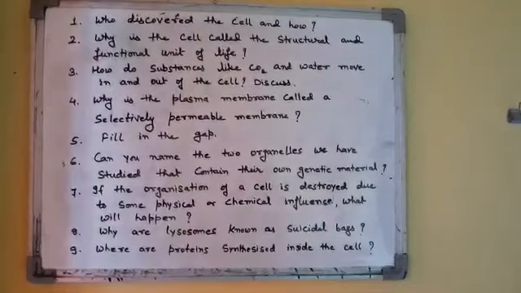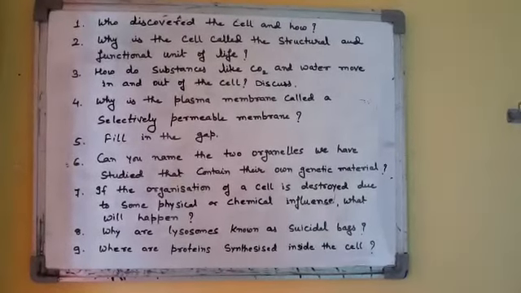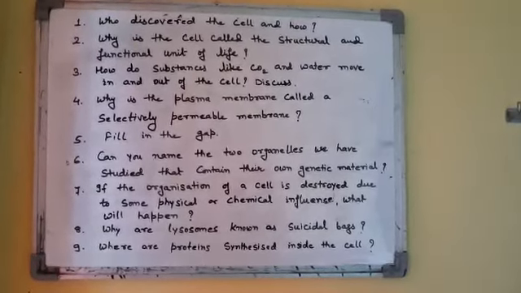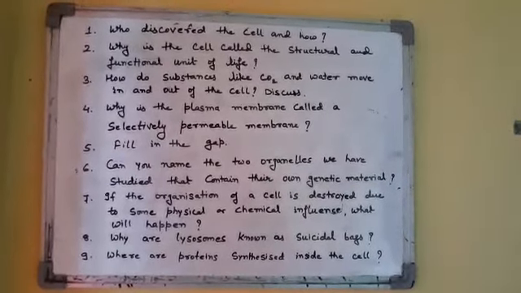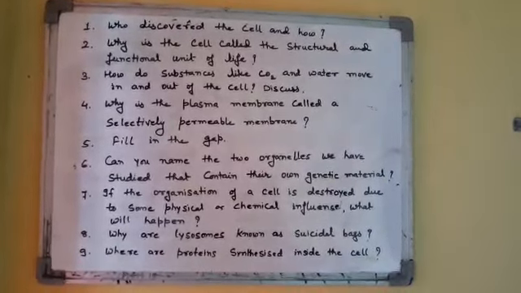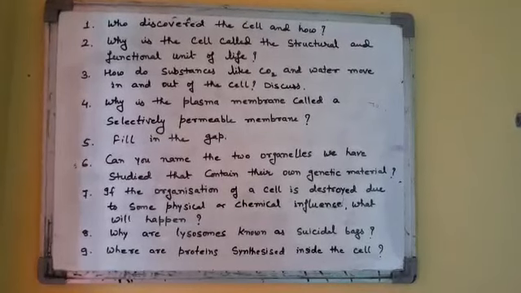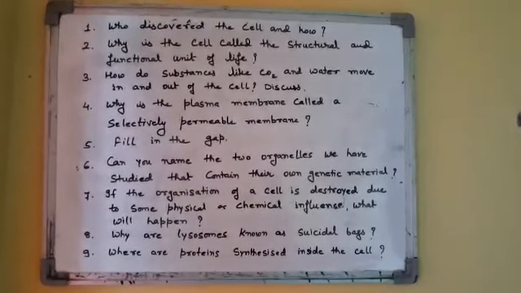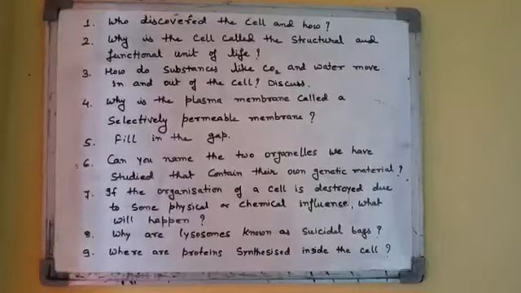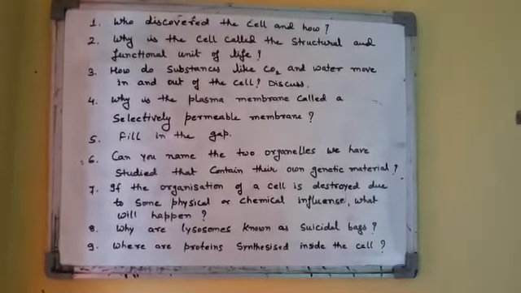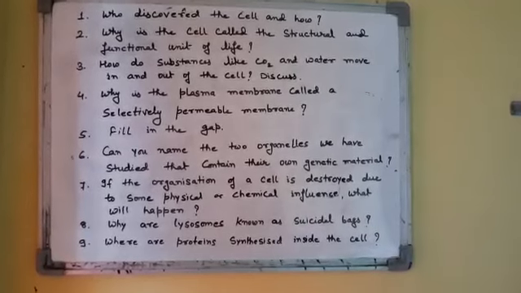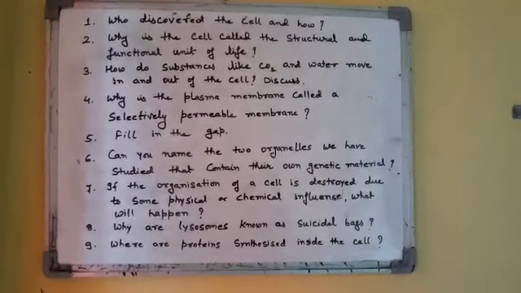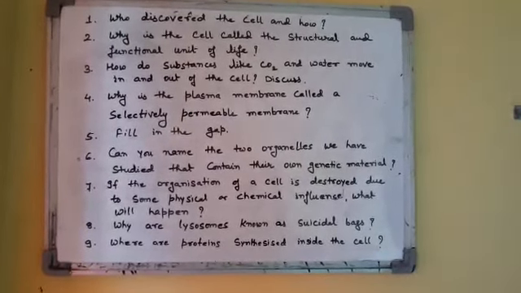The fourth question is, why is the plasma membrane called a selectively permeable membrane? So it is a feature of the plasma membrane which makes it selectively permeable. Selectively means selected, permeable means allows or gives permission. So why is it called a selectively permeable membrane? How does it allow substances to enter inside it, to pass through it?